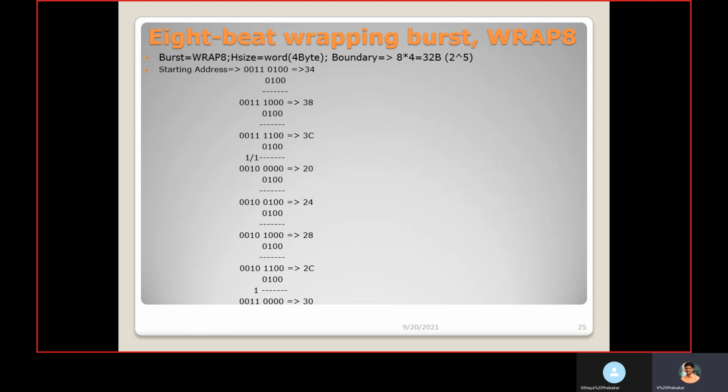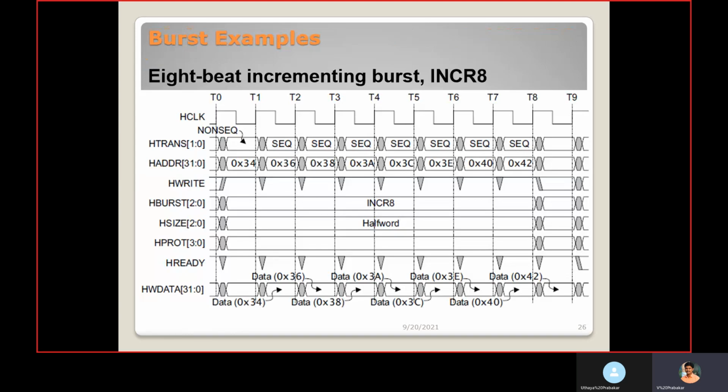In case of an increment burst, the earlier one we saw was a wrap burst. Here it is an 8-beat increment burst, INCR8. Here the HSIZE we are taking as half word. HTRANS stands for a new transfer. We are starting with non-sequential, and HADDR starting address is 34. HWRITE we are going to perform. HBURST is INCR8, and HSIZE is half word. Half word means 16 bit, that is 2 bytes.